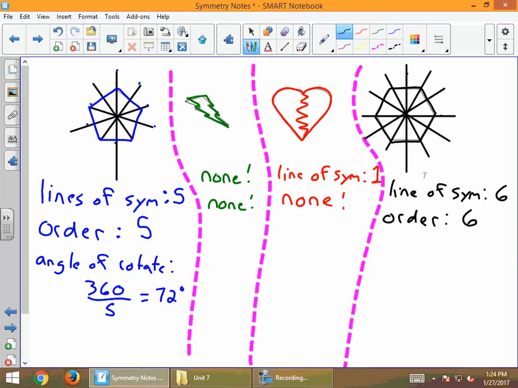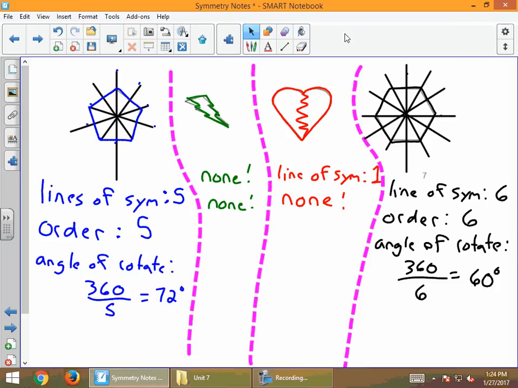So we know it rotates around. What is going to be its angle of rotation? Let's see. 360 says we go a full circle. The order is 6. So I am moving 60 degrees. There we go. Questions with this? Okay.